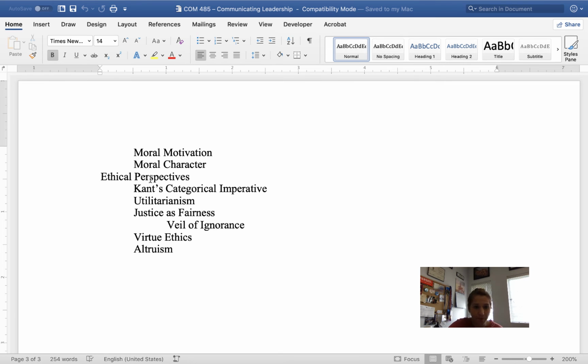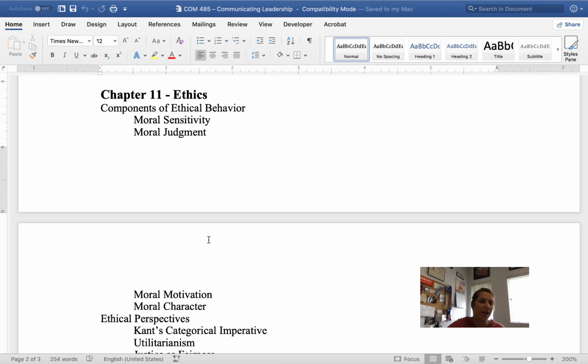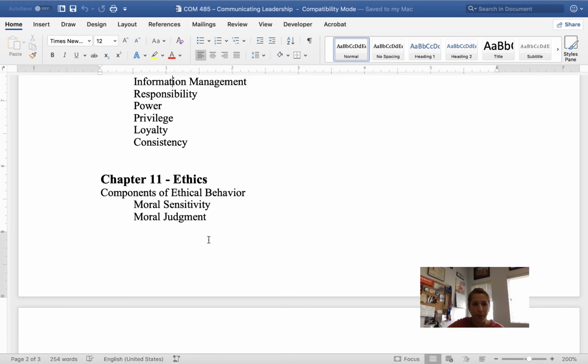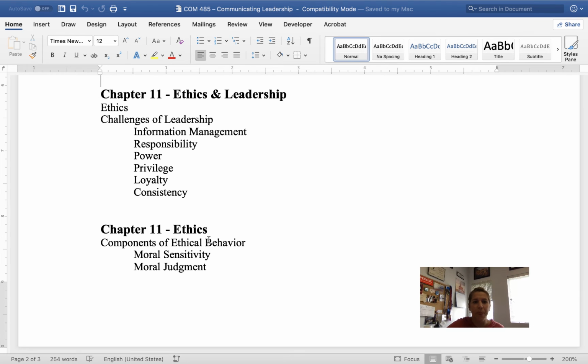In other words, what is Kant's categorical imperative? What is utilitarianism? What is virtue ethics? And justice is fairness. I will not ask you about the veil of ignorance. We never got that far in the last class, but certainly those ethical perspectives are what I'm most interested in. The other information under ethics, I think, is general. That you're sensitive, you use good judgment, all of that. I think on the challenges of leadership, probably I ask you about responsibility.